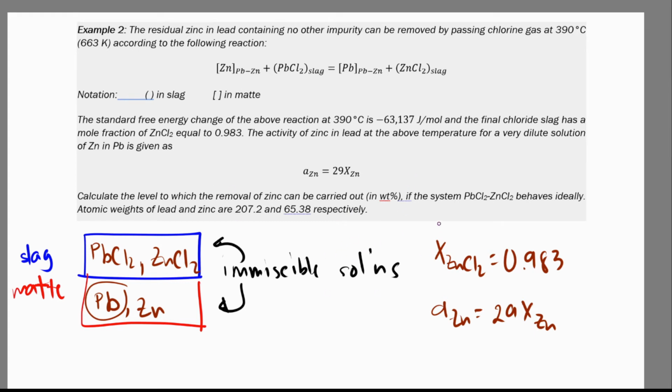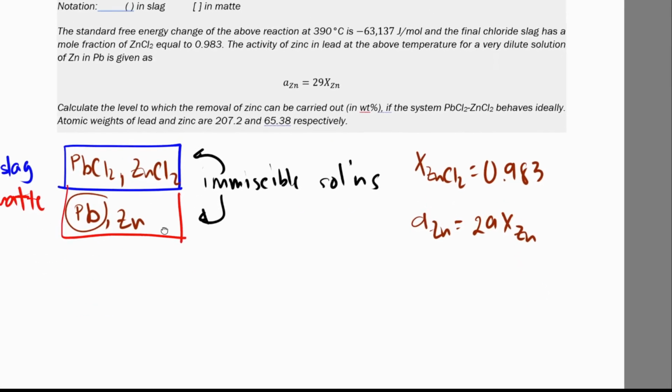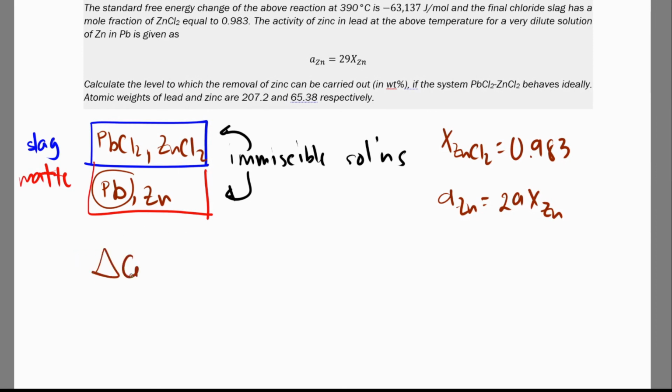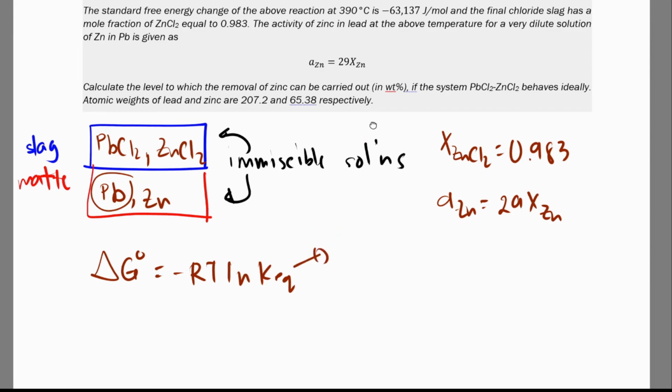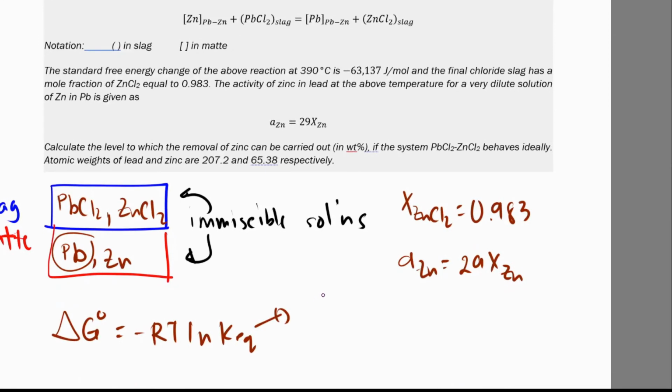So from these given, first let's set up our solution. We know that for any situation, delta G naught is equal to negative RT ln KEQ. Our KEQ we can express in terms of activities of our products and our reactants. Here, we have activity of lead times the activity of ZnCl2 over the activity of zinc times the activity of PbCl2. They are in slag and a mat respectively. They are different solutions, so you treat them separately.